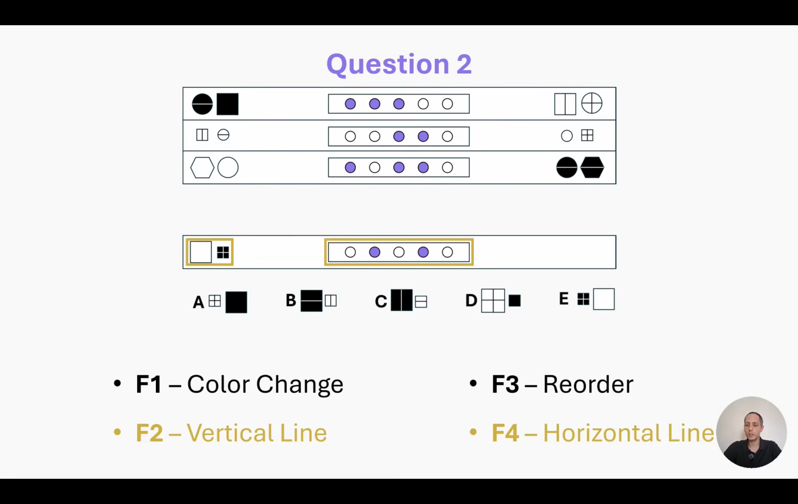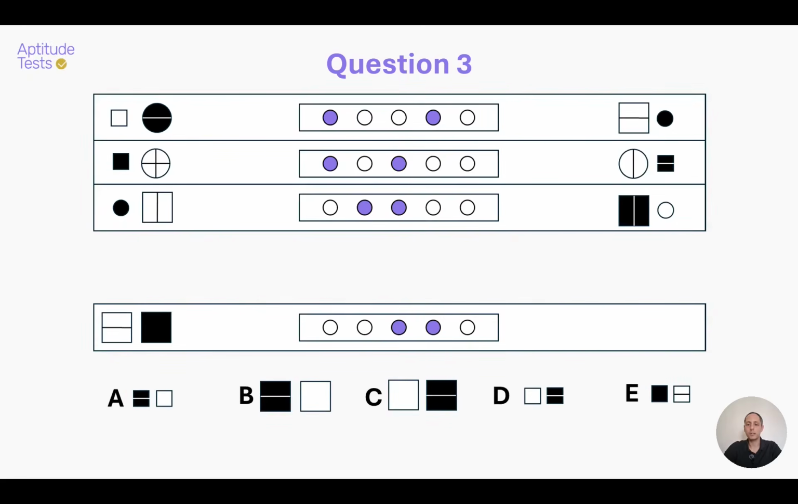So moving on to the question area, after we have analyzed all pieces in the data, we know that we need to add a vertical line and the horizontal line because only F2 and F4 are activated. So this means that we're going to have a big square on the left with both a horizontal line and a vertical line, and a small black square on the right with neither horizontal nor vertical line, which is precisely answer D. Moving on to question 3.